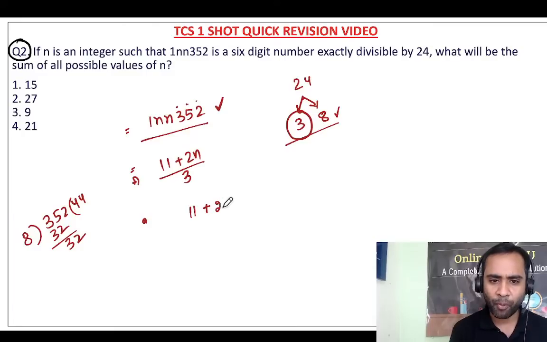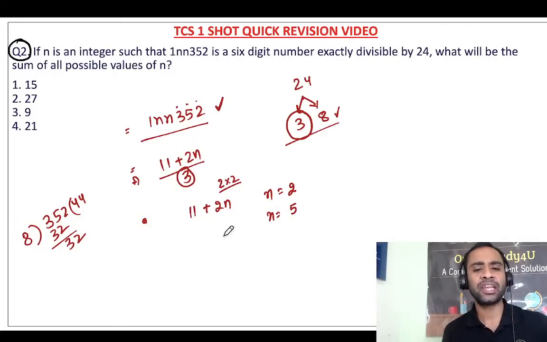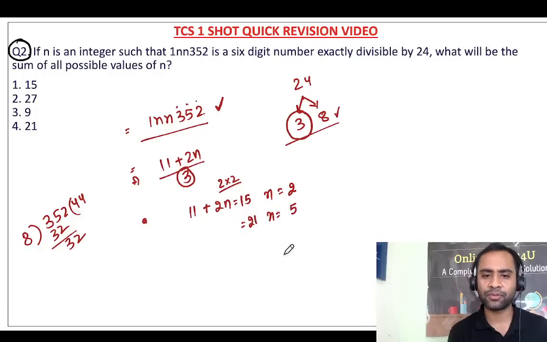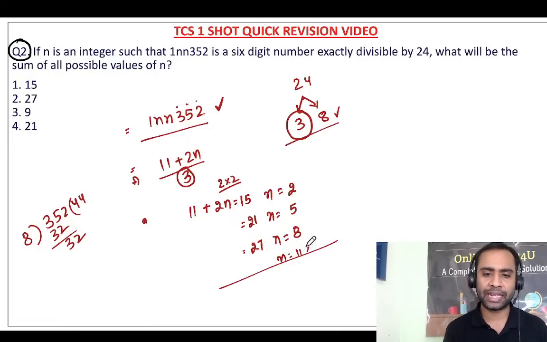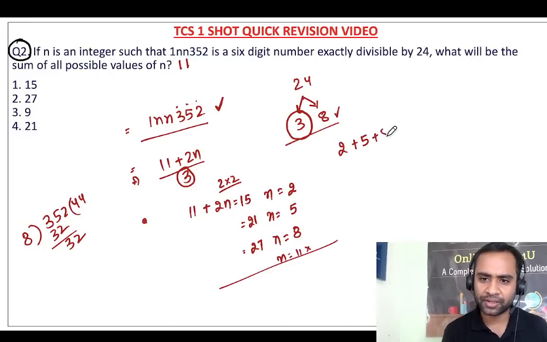Now, what are the possible values of n here? Let us try to find the first value of n. The first value of n will be 2, because 2 into 2 will be 4, and 11 plus 4 is 15. So the sum is 15. Then the next n value will be 5, because it should be divisible by 3, so the gap should be 3. In this case the sum will be 21. Then n will be 8. So 11 plus 2 into 8 is 27. Now sir, what about n equals 11? n is a single digit number, so we cannot take a 2-digit number. So 2 plus 5 plus 8, it is nothing but 15.